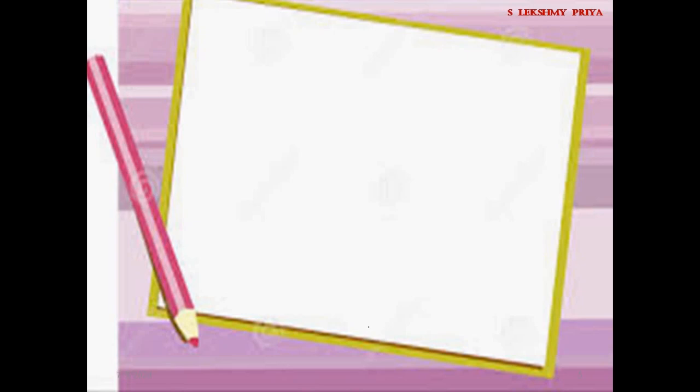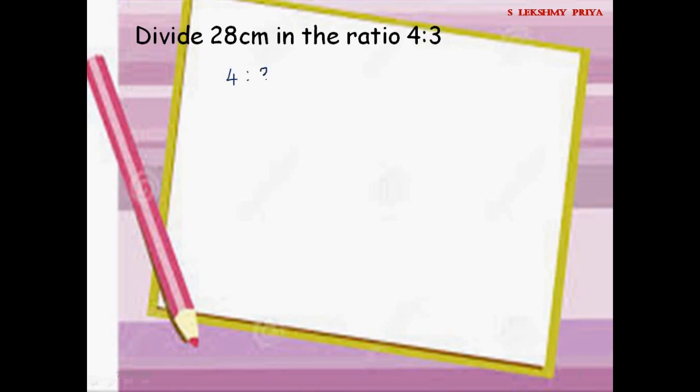Let's see some examples. Divide 28 centimeter in the ratio 4:3. So we have to find the sum of the terms in the ratio. The ratio given is 4:3. The sum will be 4 plus 3 equal to 7. Now we have to divide 28 centimeter in the ratio 4:3.